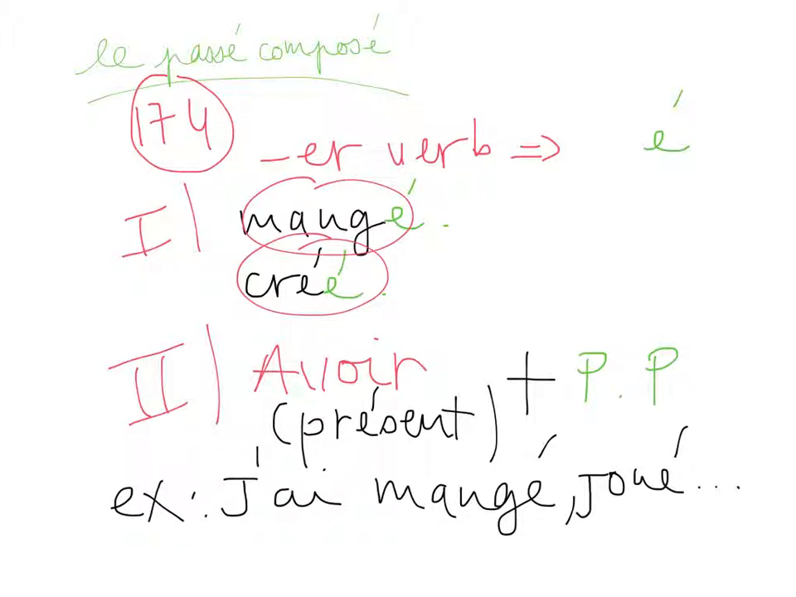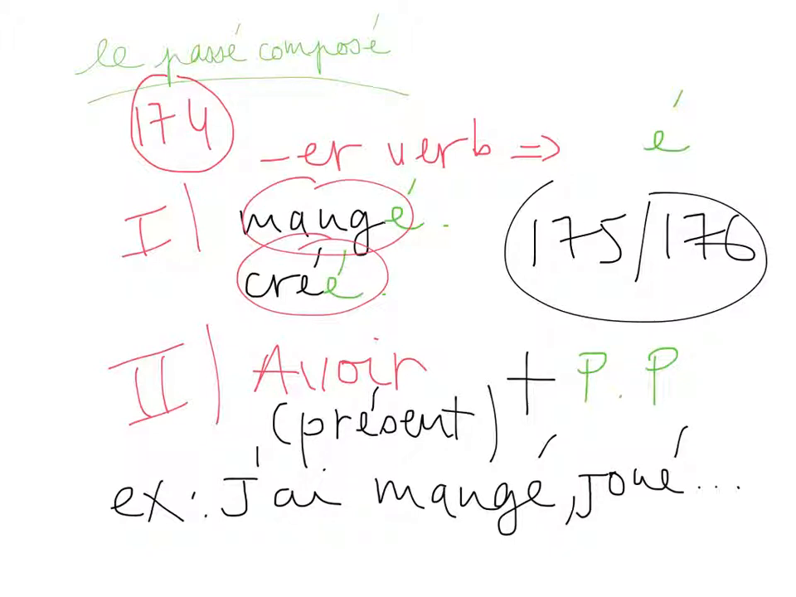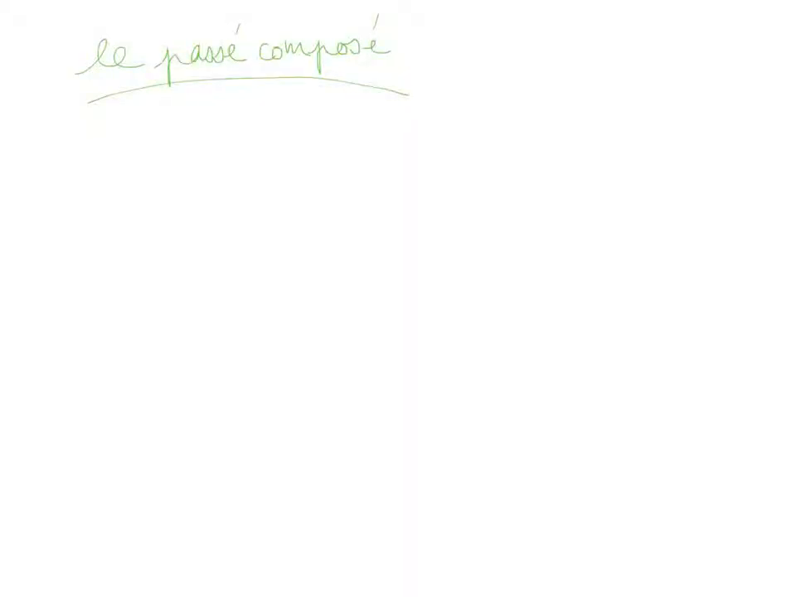This is just the first page. So now that you have seen that, you can do pages 175 and 176 of the book. On page 177, what do we learn? We simply learn that besides ER verbs, of course, there are in French RE and IR verbs, also irregular verbs and modals, that you can also use, of course, in the passé composé.